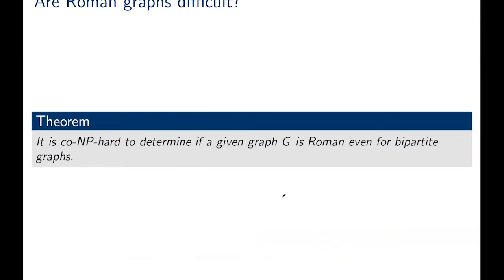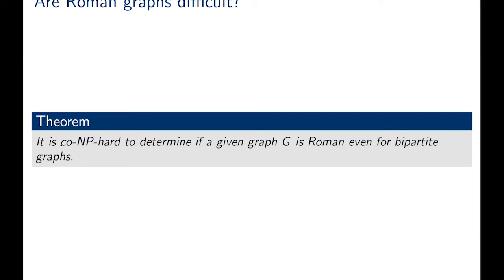Okay. So is it difficult or easy to determine if a given graph is Roman or not? It appears that it is difficult. It is co-NP hard to determine if a given graph is Roman, even for bipartite graphs. So trees are bipartite and it is characterized which are Roman, which are not. If a graph is a complete bipartite graph, it is also done. But in general, even for bipartite graphs, it is difficult to say whether a graph is Roman or not.